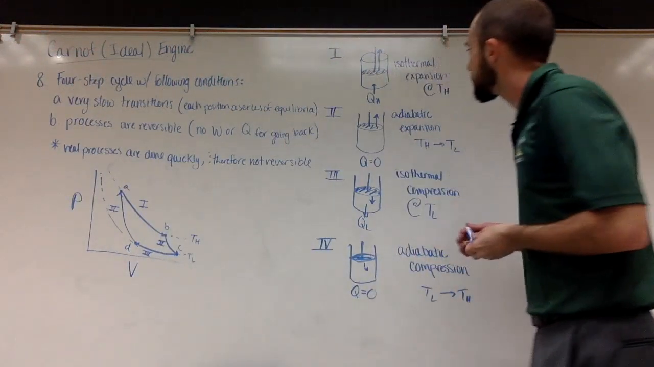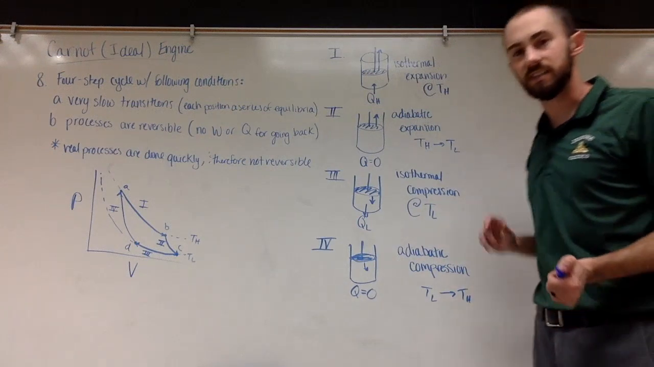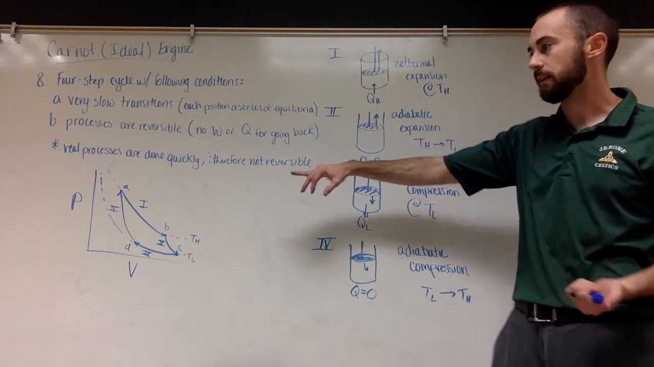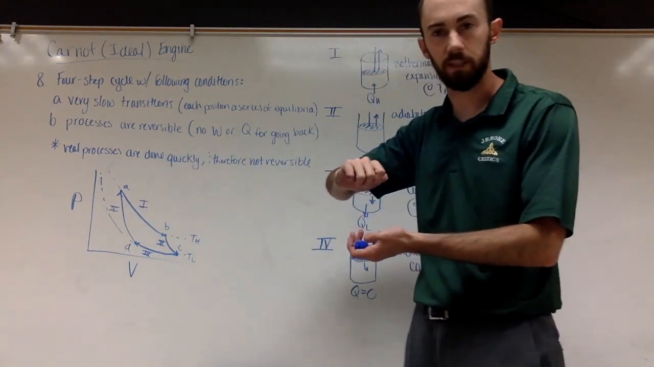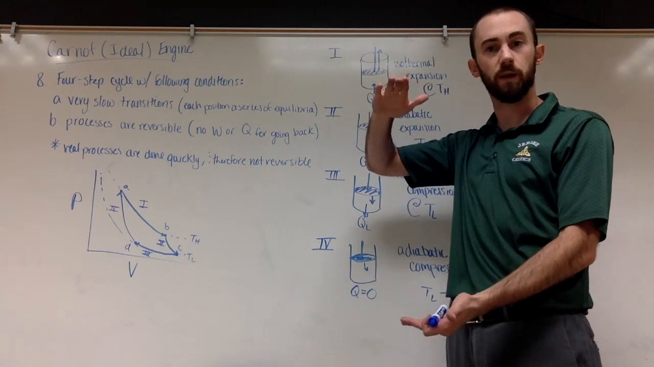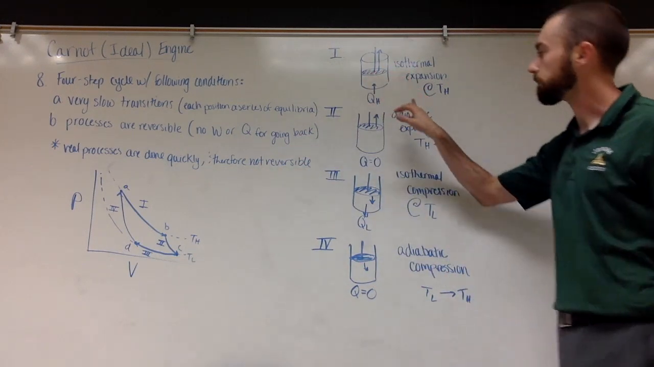In part one, what we have is isothermal expansion. So we're going to stay at our high temperature the whole way. Basically what we've done is there's some amount of heat that's been added to this. We've been holding it still, then we let it go. So now, since it's warmer than the surrounding area, it wants to expand. It's going to push up on that piston.